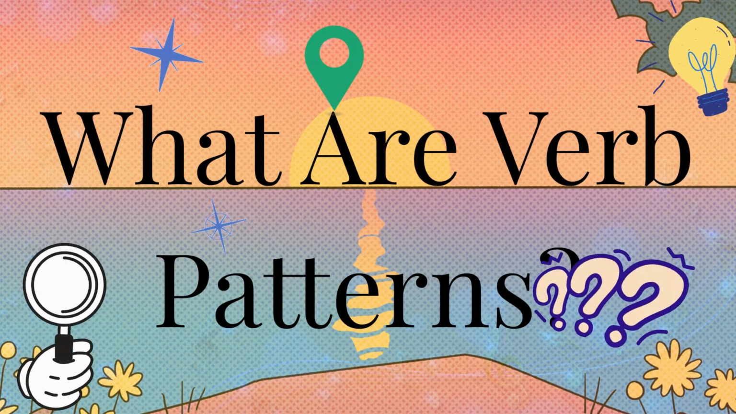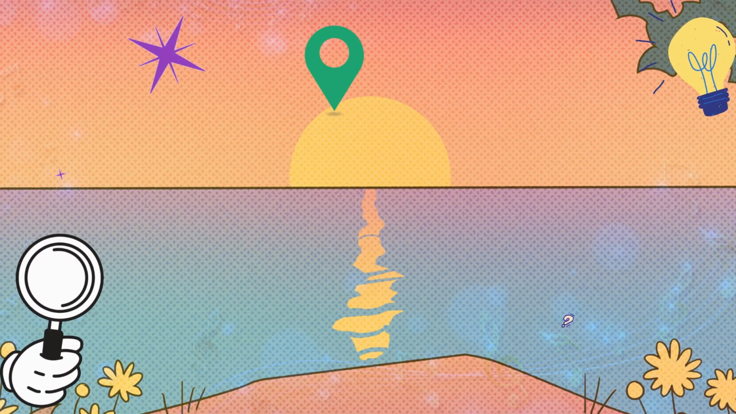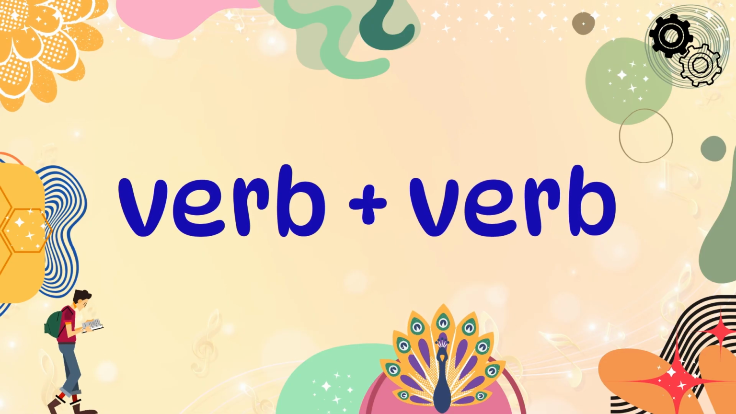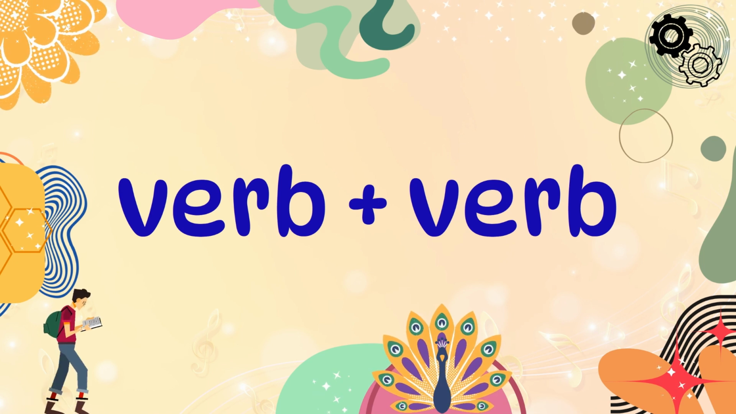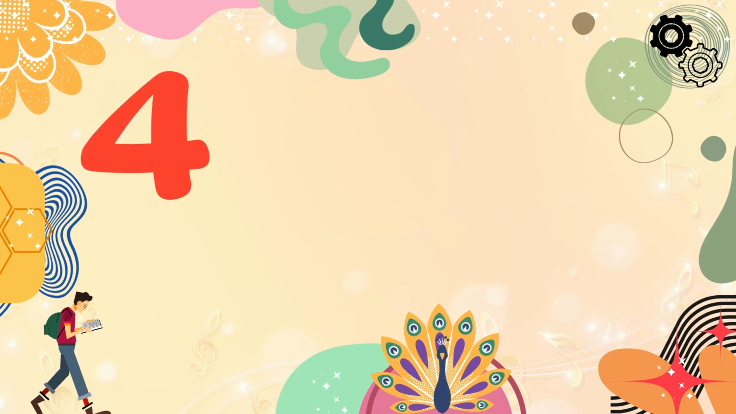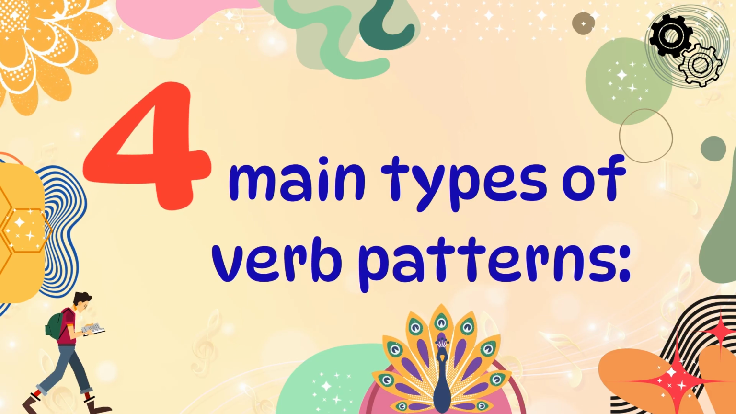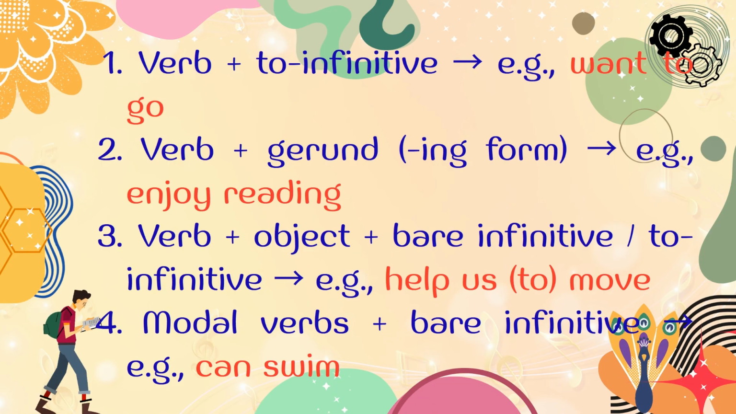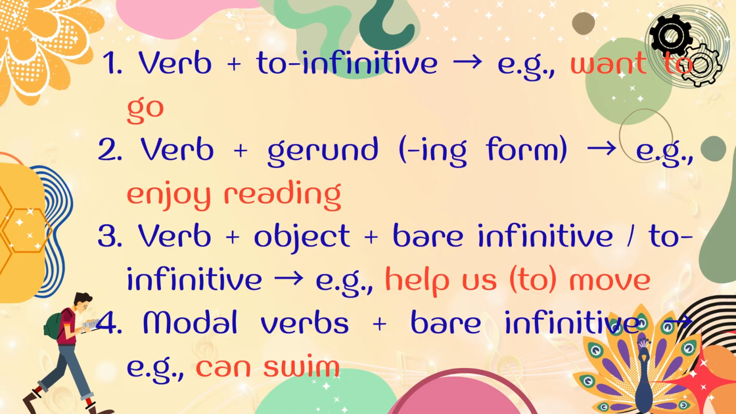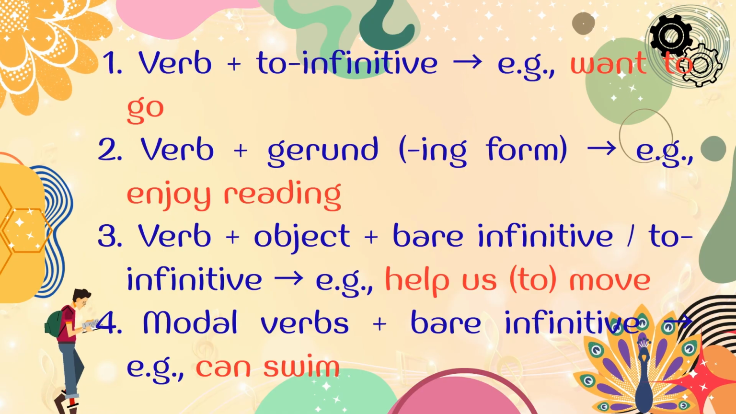What are verb patterns? Verb patterns are structures where two verbs appear together, but the form of the second verb depends on the first one. In English, there are four main verb patterns you need to know. The first one, verb plus to infinitive. For example, I want to go.